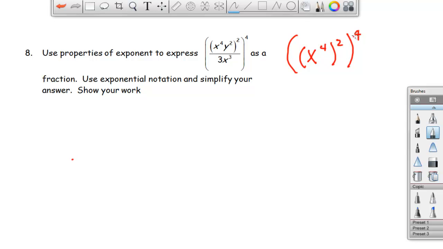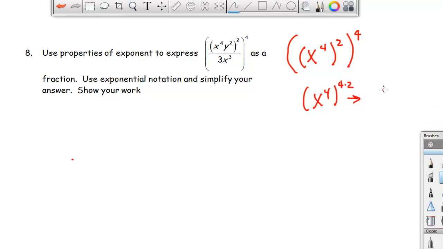Now when a power is raised to a power, that means you multiply the exponents. So this would be 4 times 2. That would give me 4 times 2 right here, and that would give me x to the 4th now raised to the 8th. And then when I apply that power rule again, that becomes x to the 4 times 8, which would be x to the 32nd. Now down here is a little bit different. That rule will also apply: 4 times 2 is 8, times 2 would be 16 on the y.